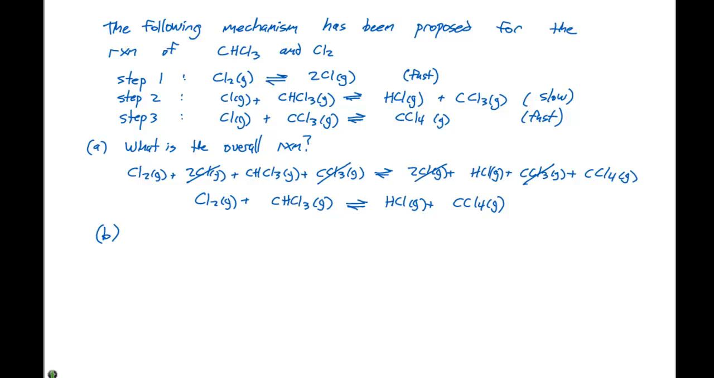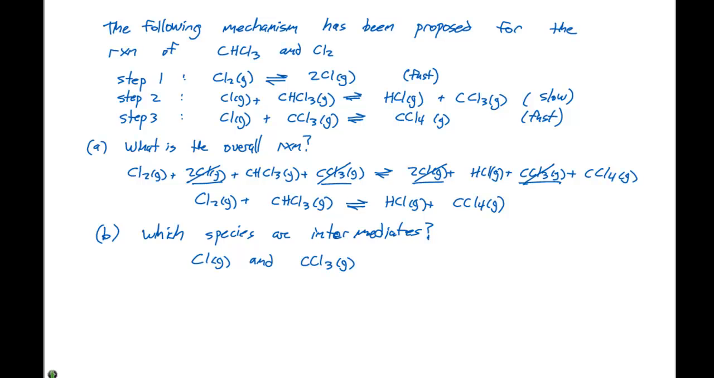Part B of this problem is going to ask us which species are intermediates. And remember, our intermediates show up in the elementary steps, but not in the overall reaction. So they are the species that we crossed out in the reaction I listed for part A. So Cl gas and CCl3 gas are going to be our intermediates.